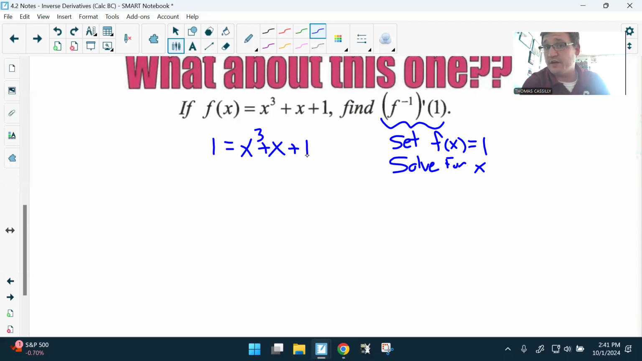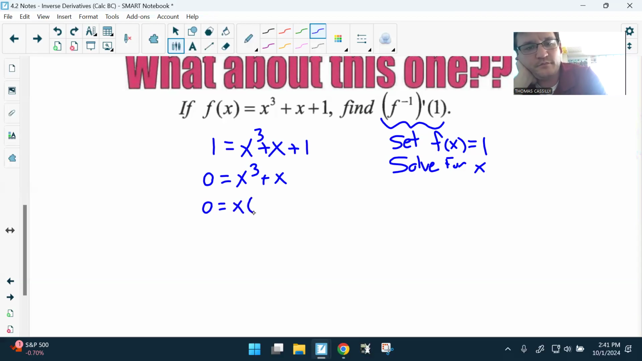Now, I can't find an algebraic expression for that, but I might be able to solve for that value of x here, right? So if I'm going to make that y value, or the f of x, equal to 1, let's just see what happens. So I can subtract 1 over, and we're going to have 0 equals x cubed plus x, right? So that just goes away. Now, look at this. We can factor this. I'm going to say, hey, 0 equals x times x squared plus 1. And that is something that we can solve.